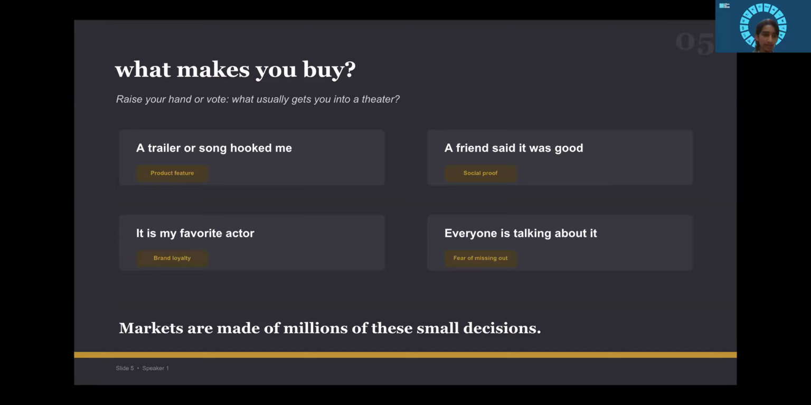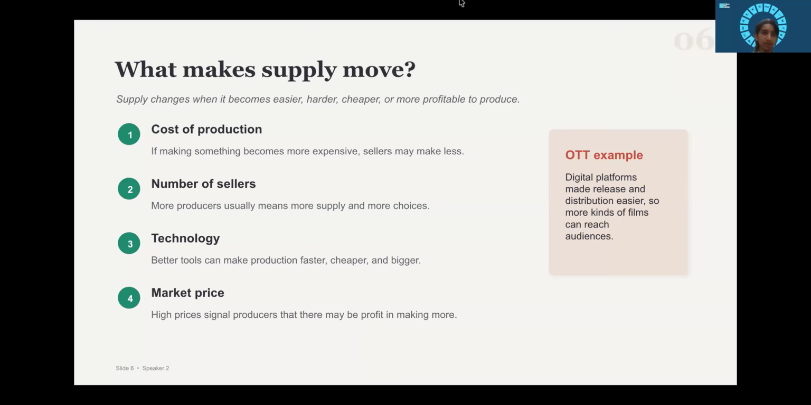So, next, what changes supply? There are four things that move supply. The cost of production. If it suddenly becomes more expensive to make something, sellers won't be able to make enough of the thing. The second one is the number of sellers. More producers in a market usually means that there will be more product available in the market.